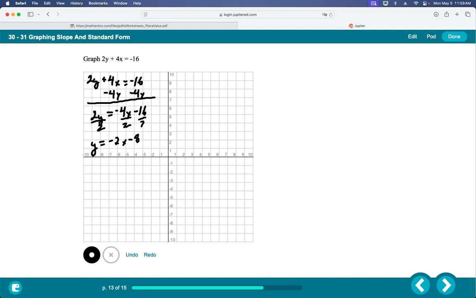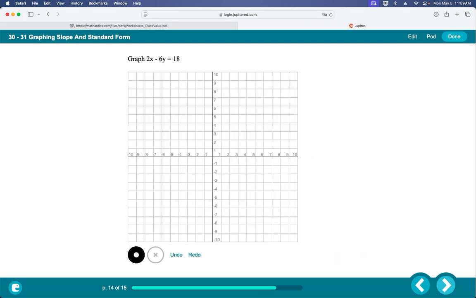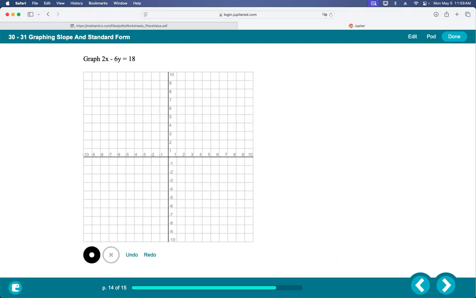So we find the -8. We turn this into a fraction by putting it over 1. So we're going to go down 2 over 1. So down 2 over 1 is here. We can't do another point on the graph, so we're going to go backwards. We're going to go up 2 to the left 1. And there's our line. And that's it. That's all we can do. All right, easy peasy. Next one.